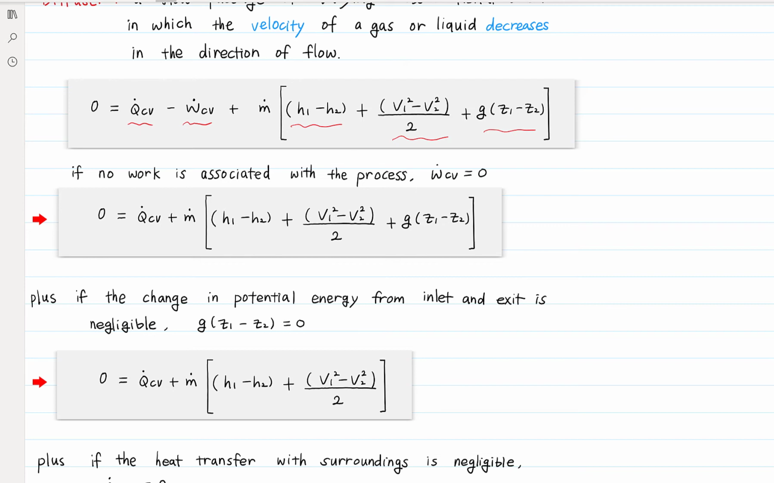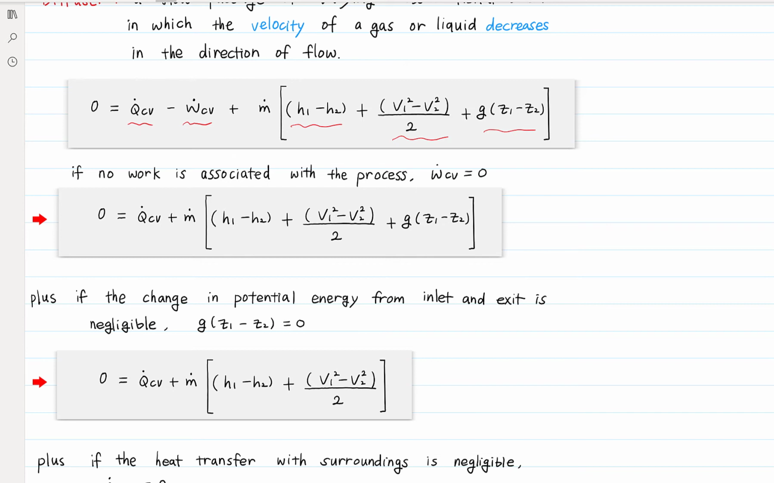And the term with the subscript 1 indicates the energy entering the system, and the term with the subscript 2 indicates the energy leaving the system. Q is assumed to be into the system. W is assumed to be out of the system. The equation can be simplified by making appropriate assumptions.